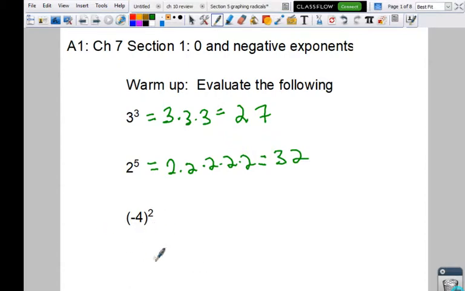And then the last one, negative 4 in parentheses squared, is positive 16. I think I saw 1 or 2 people put negative. You've got to be careful. Whenever you have a negative, put it in parentheses like this.